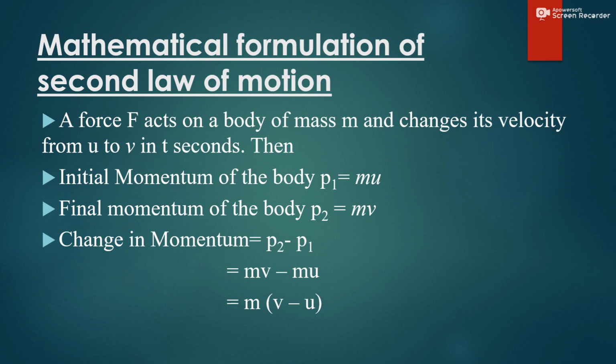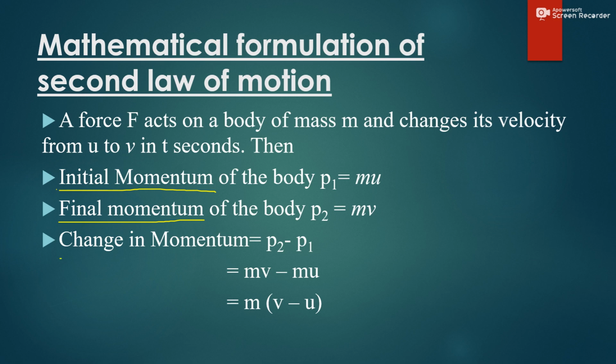Now, let us move towards the mathematical formulation. A force F acts on a body of mass m and changes its velocity from u to v in t seconds. Now here u is the initial velocity and v is the final velocity. So the initial momentum of the body P1 is equal to mu and the final momentum of the body P2 is equal to mv.